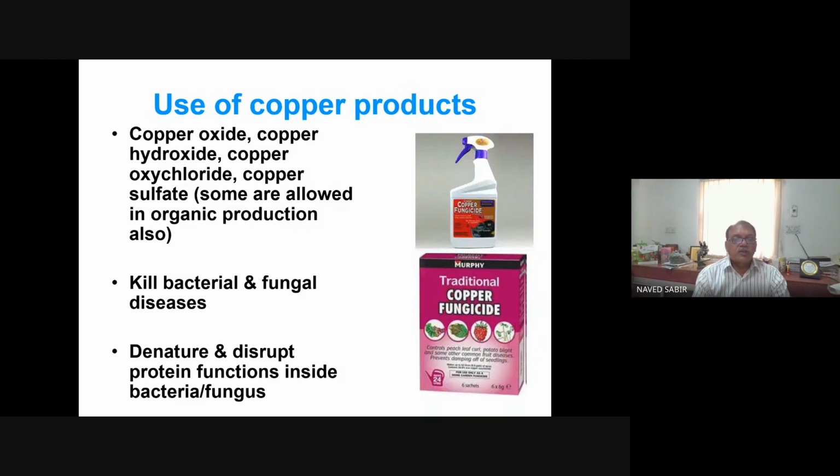Use of copper products and sulfur products, because copper is antifungal by and large. It kills bacterial and fungal diseases, mainly fungal diseases. Similarly, sulfur is also antifungal. So copper and sulfur products are actually allowed in organic production systems to a certain level, and that is how you can manage either organic or safe production systems of greenhouse, the protected cultivation.